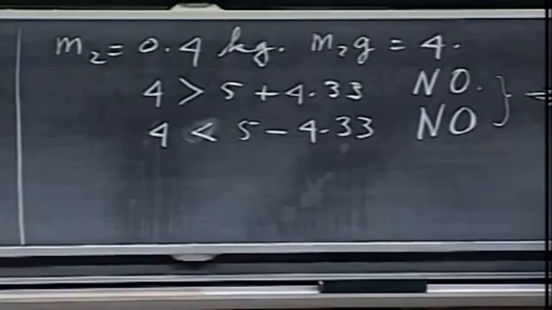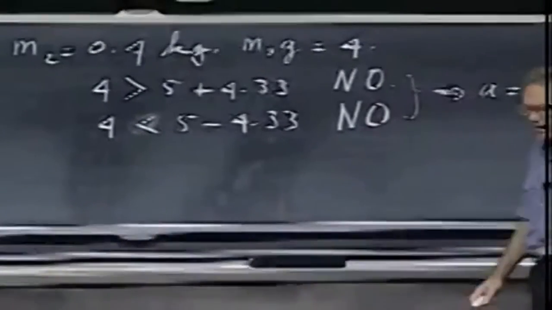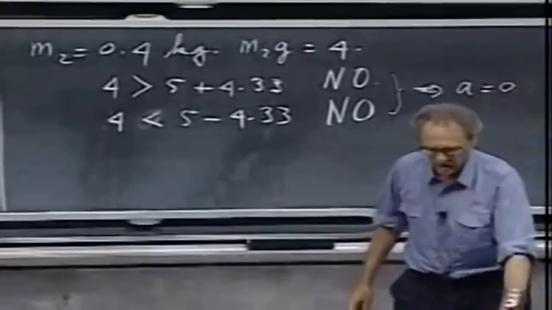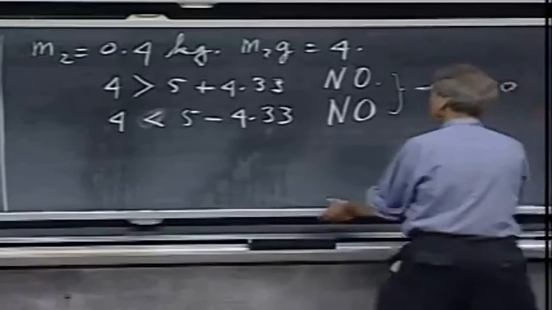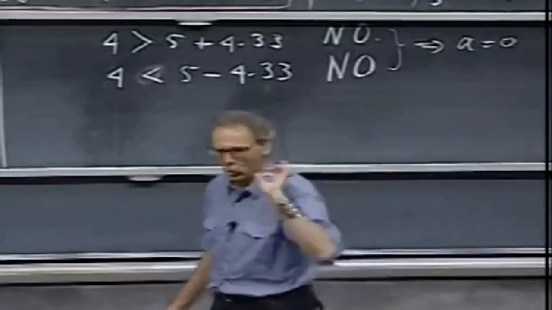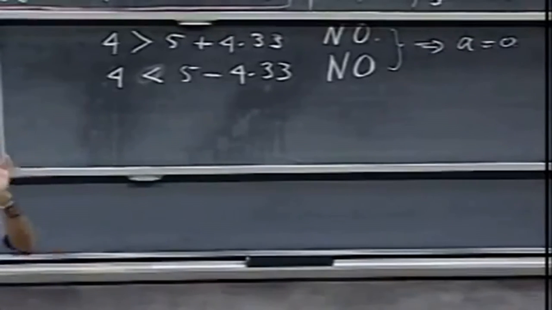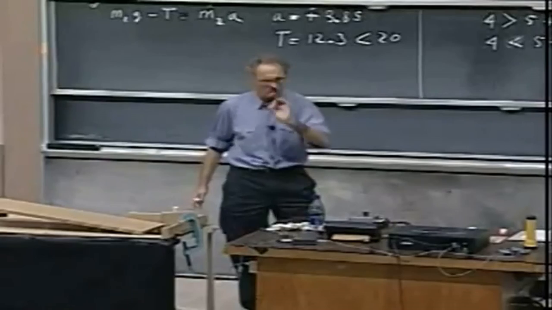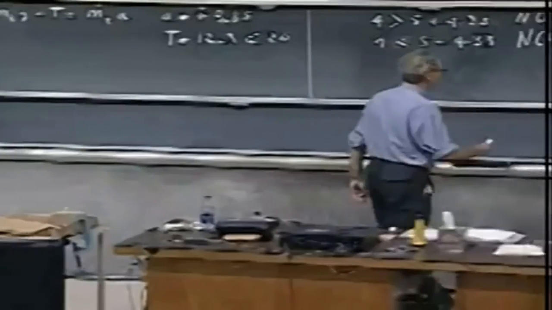Conclusion: a is 0. The object will not be accelerated. And the frictional force is going to adjust along the x direction so that the acceleration indeed is 0. How does the frictional force do that?